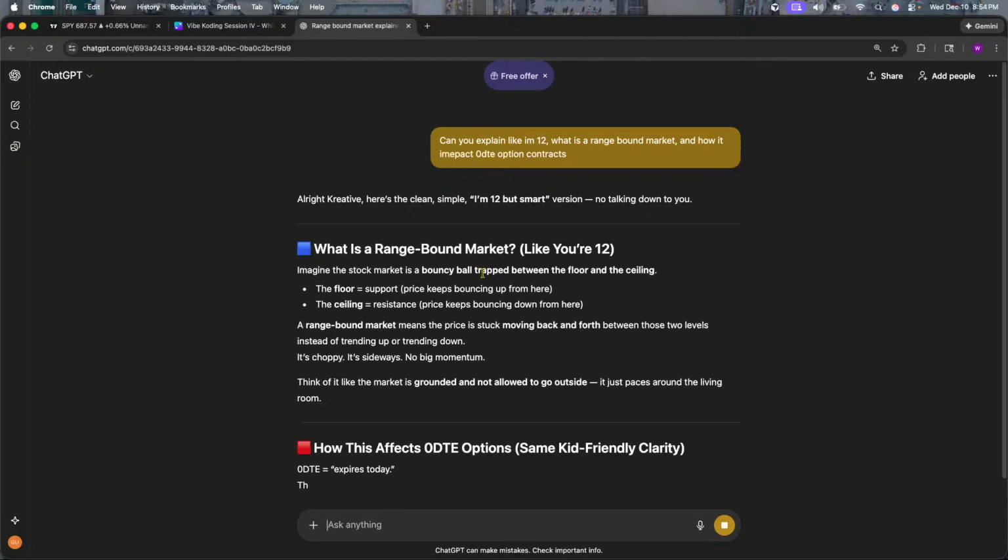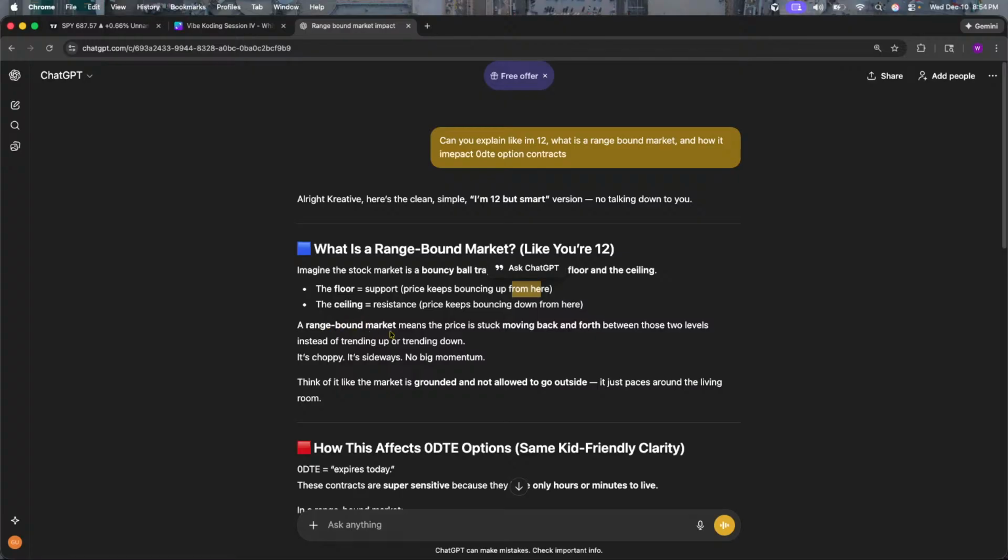So, a range bound market. Imagine a stock market that is like a bouncing ball trapped between the floor and the ceiling, called the support and resistance levels, right? The floor is the support level. This is where the price keeps bouncing up from. And the ceiling is the resistance level. This is where the price keeps bouncing down from, right?